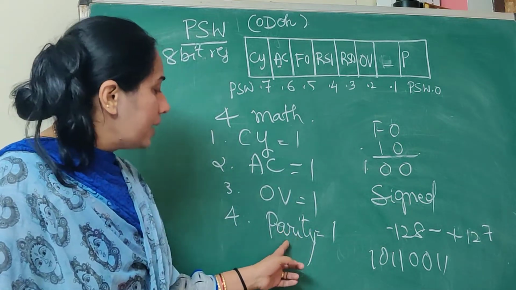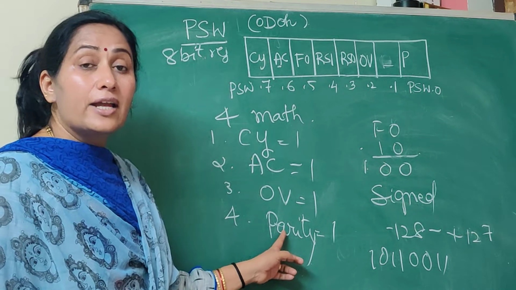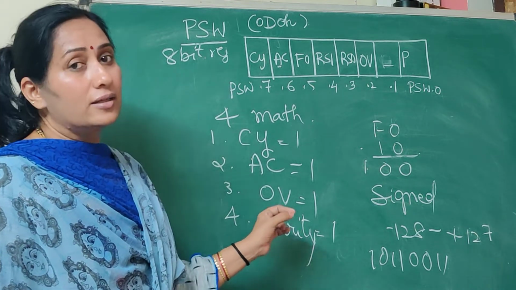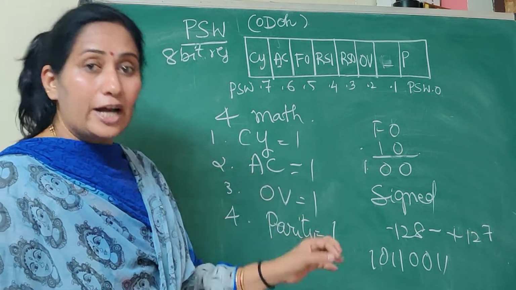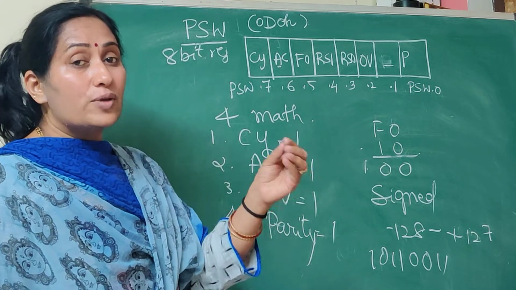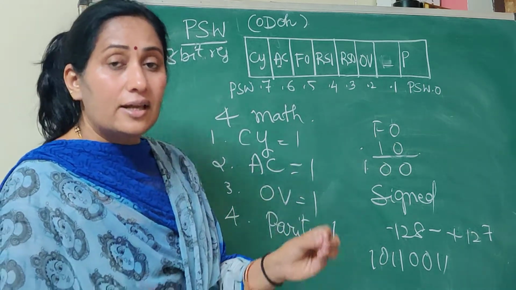Then the parity flag, it is going to reflect the number of ones present in the data in the accumulator, number of ones which are present in the data which is there in the accumulator.